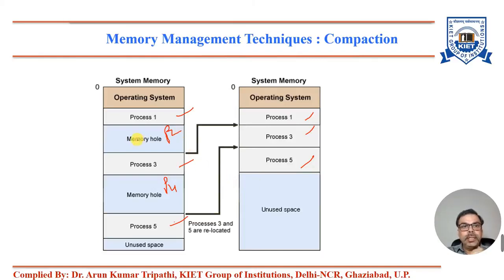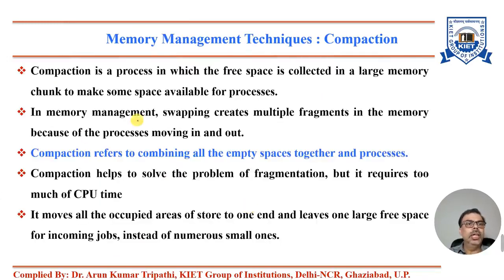So the combined space, this one and this one, comes together and is used as a larger memory hole. Now a new process can be accommodated in this space. This technique is known as compaction in terms of memory management. So here is the definition.